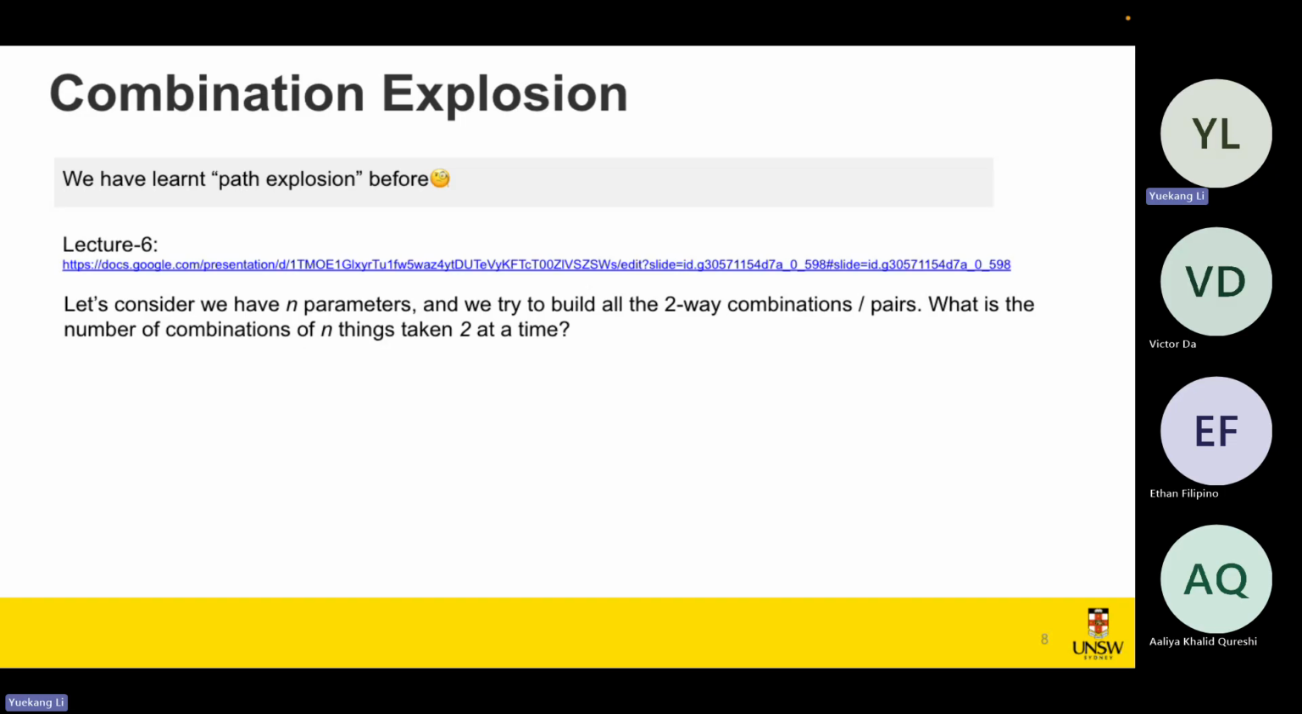It is like we are taking 2 items from n items at a time. How many different patterns can we have in this case? It's a math problem, right? It's Cn2, and Cn2 is calculated like this: n factorial divided by 2 factorial times (n minus 2) factorial.